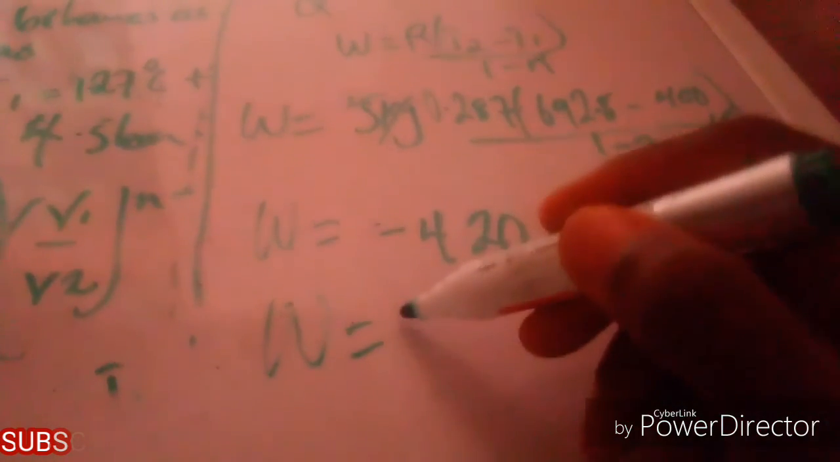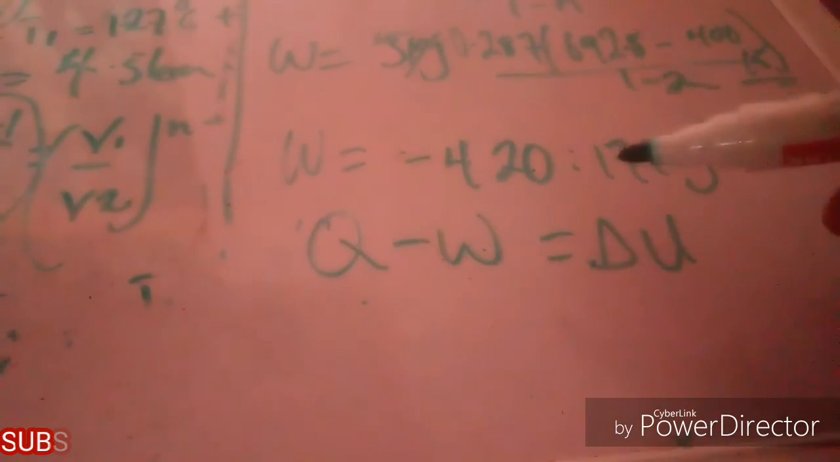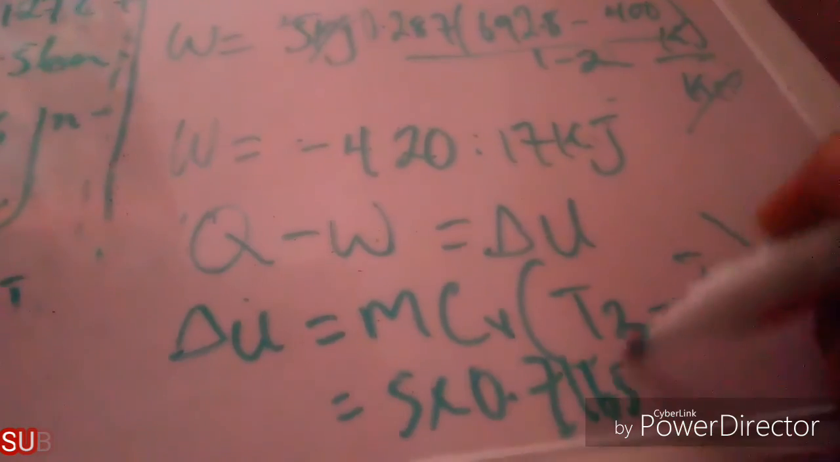let us use this formula. Sorry, this is not the formula. Let me write it out: Q minus W is equal to change in U. Now we've gotten our W. Let us get our change in U before we get our Q, because we know how to get our change in U when we have Cv. So to get our change in U, we say it is m Cv open bracket T2 minus T1, if you remember the formula I gave out earlier, which is equal to 5 times 0.718. This m that is here is to cancel the per kilogram that we have. Hope that is not confusing. Open bracket T2, which is 692.8, minus T1, which is 400.